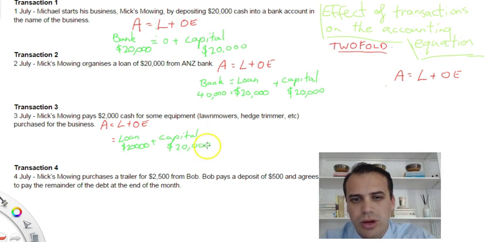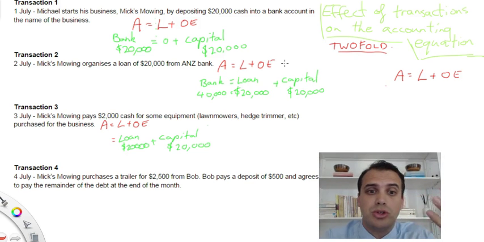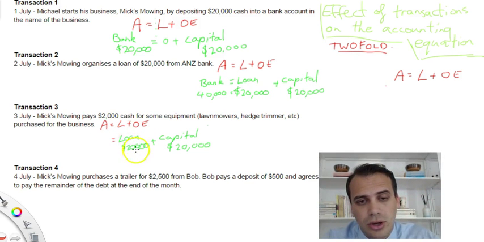Now, at this point, you might be thinking, oh, wait a minute. Every transaction has to be twofold. And now loan hasn't changed and the capital hasn't changed. So our liabilities and our owner's equity haven't changed. Where is our twofold nature going to be? Well, let's take a look. If you buy $2,000 worth of equipment, lawnmowers, hedge trimmers, etc., something's going to happen here. 2 things are going to happen.